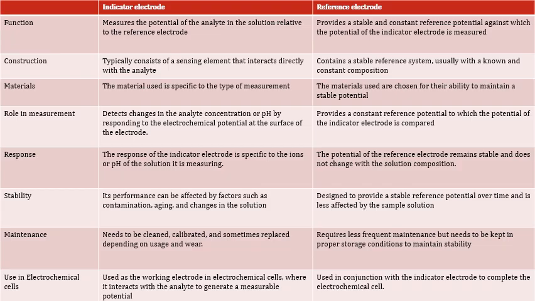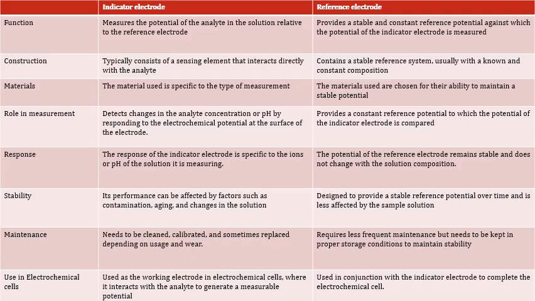or chloride. The reference electrode's purpose: it provides a stable and constant reference potential against which the potential of the indicator electrode is measured. It maintains a fixed potential that is unaffected by the composition of the solution being tested. For example, the saturated calomel electrode or the silver chloride electrode.